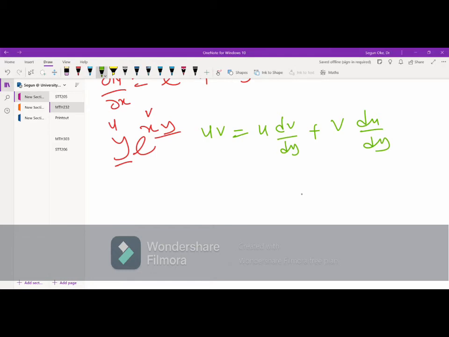I know my u to be here. My du/dy is equals to what? Differentiate u, everybody, with respect to y. That's one. Then differentiate v, dv/dy. I know the exponential is the issue.